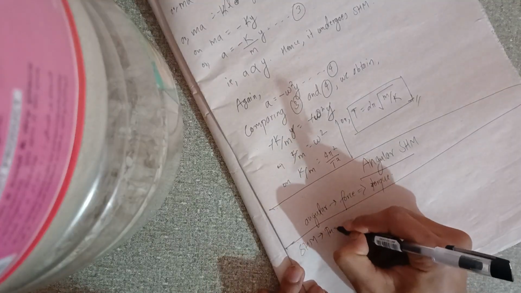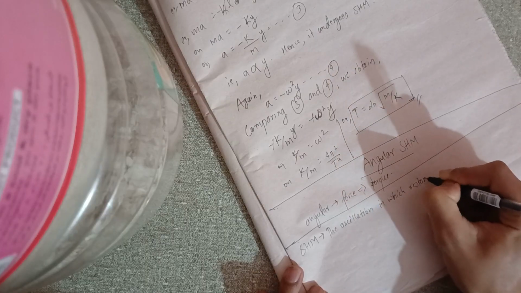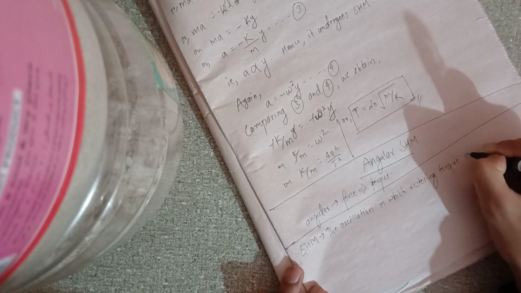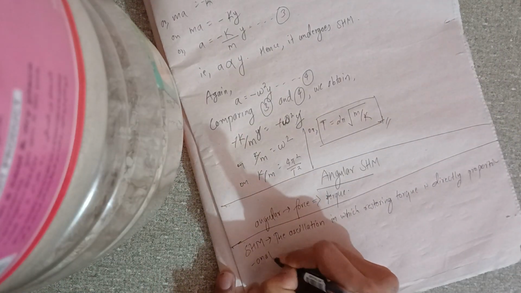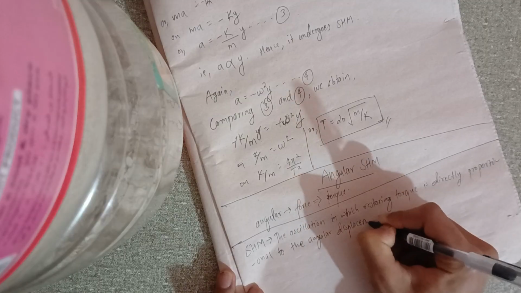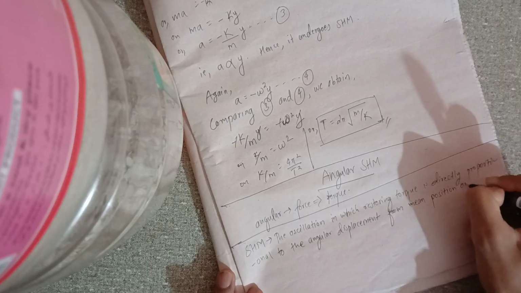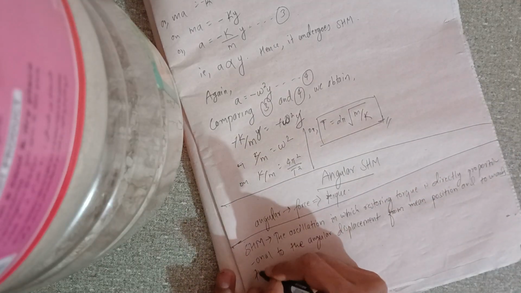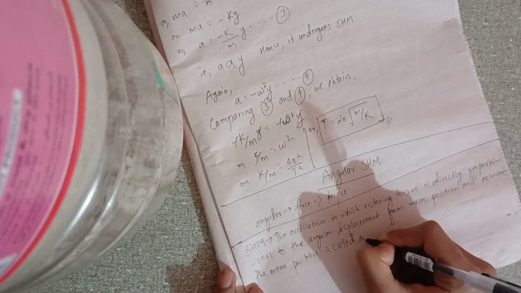Similarly, here we are defining it directly: the oscillation in which restoring torque is directly proportional to the angular displacement from mean position and towards the mean position is called angular SHM.